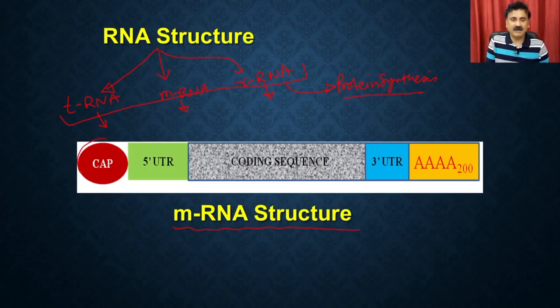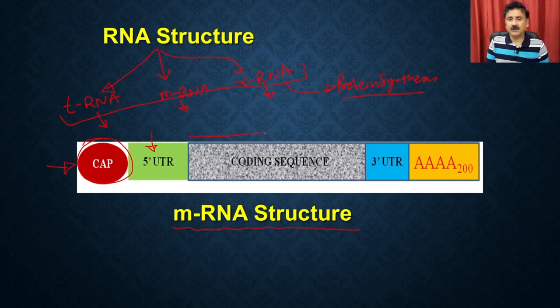So if you see a typical structure of the messenger RNA, it has a 5 prime cap. This 5 prime cap is going to protect the RNA from degradation by RNases and all other kinds of degrading enzymes. Then we have the 5' UTR. This 5' UTR is important for the binding of the factors which are responsible for protein synthesis.